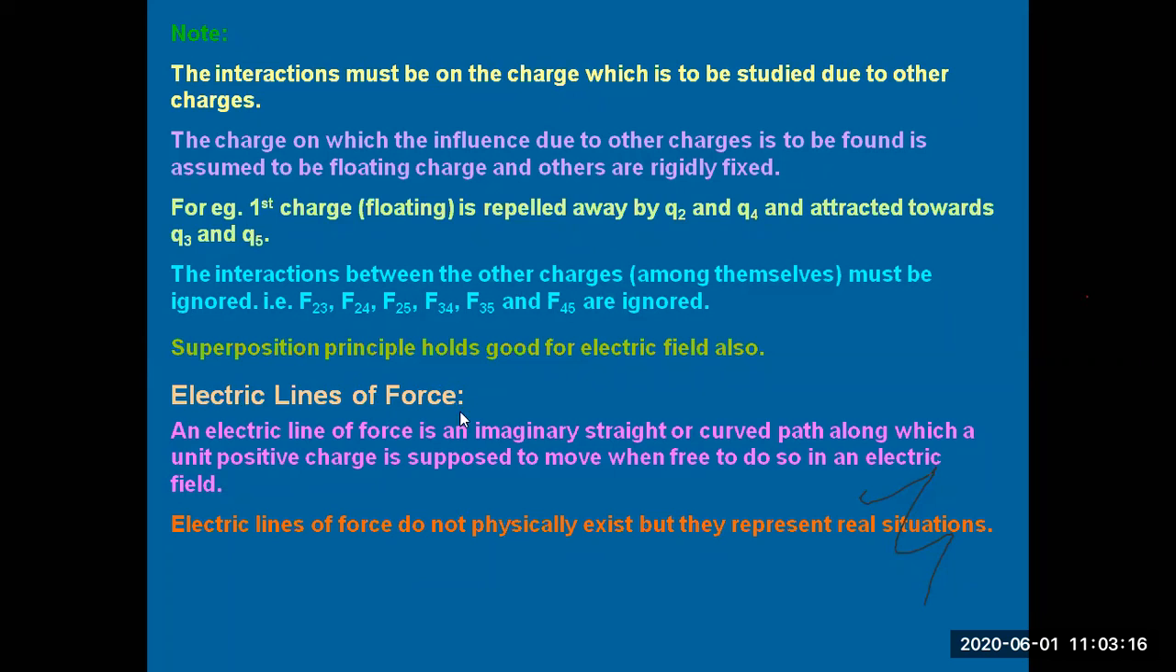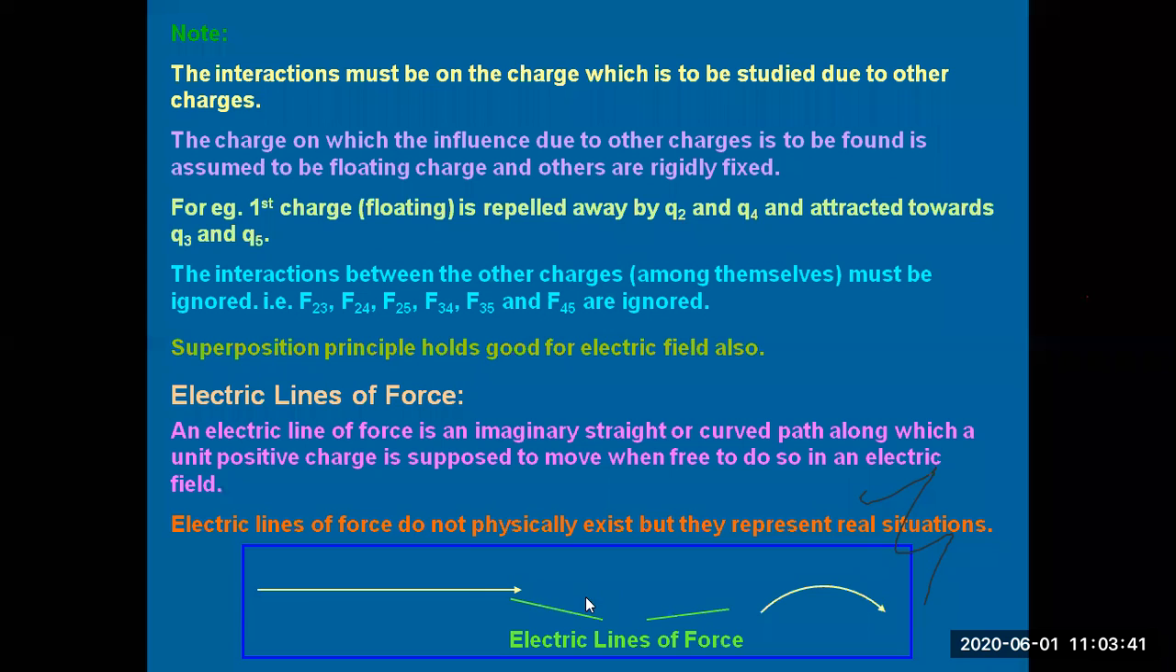So electric line of force is nothing but an imaginary line along which a positive charge can move in an electric field. Electric field lines do not physically exist. They are not there, but only for imagination, for our understanding, we represent them in real life situations. So it can be a straight line like this, or you can take it in a curved form. Electric lines of force can be in any direction.